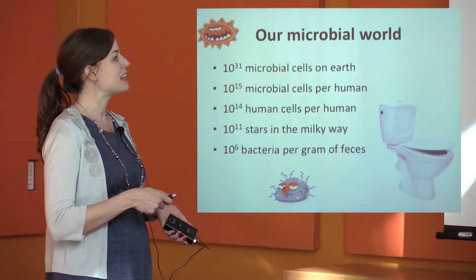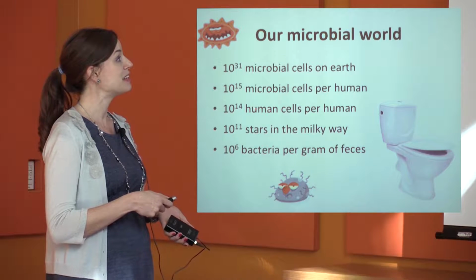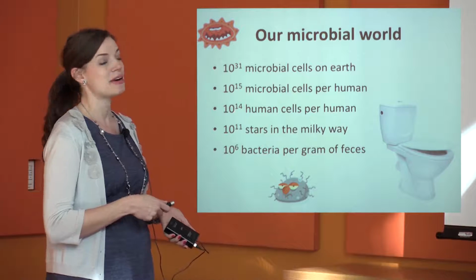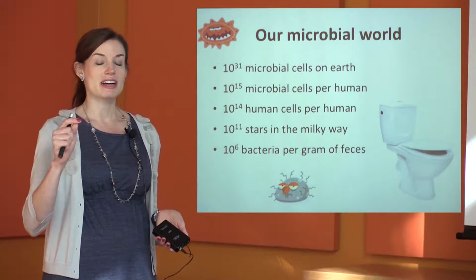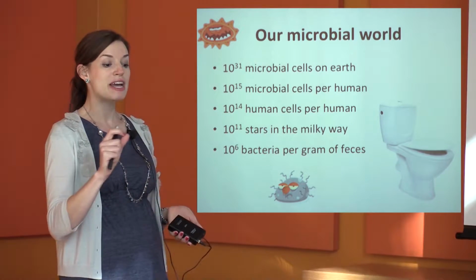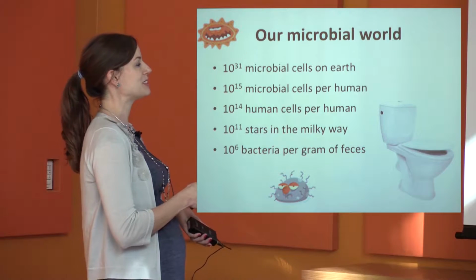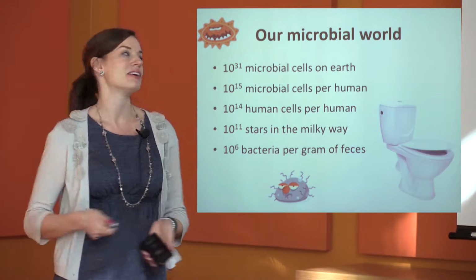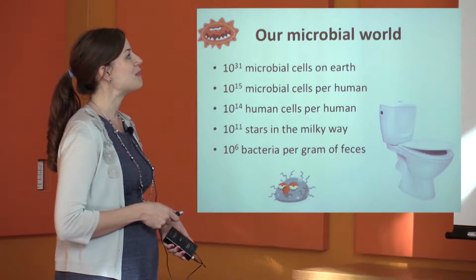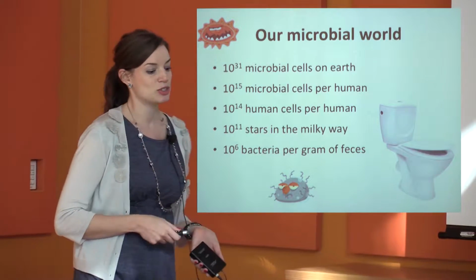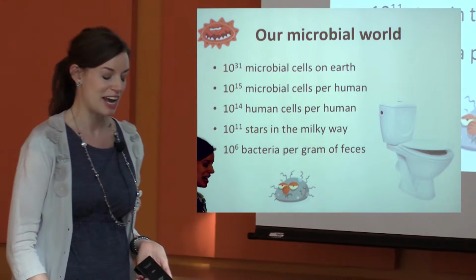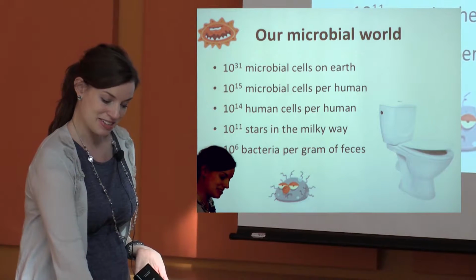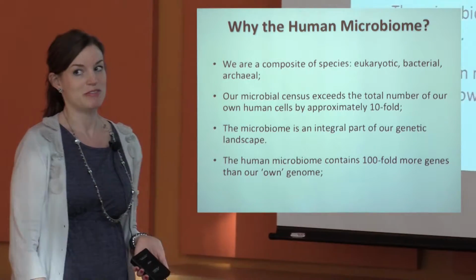human cells per human, and then microbial cells per human, this suggests that we contain a ratio of 10 microbial cells to a single human cell in our body. And that's pretty extraordinary, which makes us actually more microbial than human, if you think about it in terms of numbers.